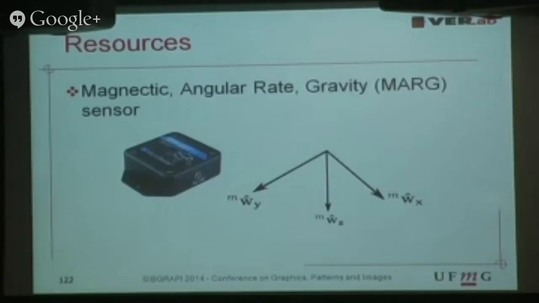So this is the IMU that I used. Sometimes they call this MARG, for magnetic, angular rate and gravity. That's another way to call it. And this is basically the reference system that you have to use with your Kinect.